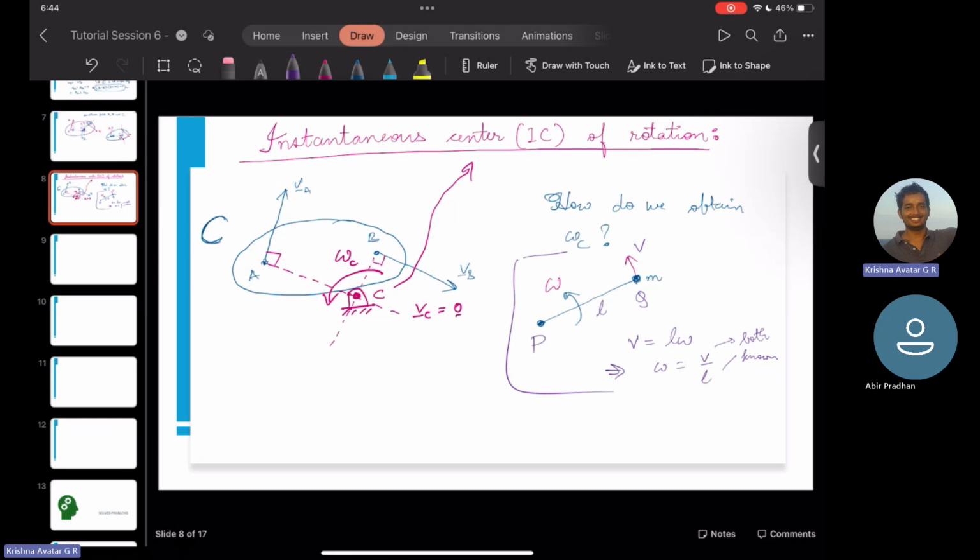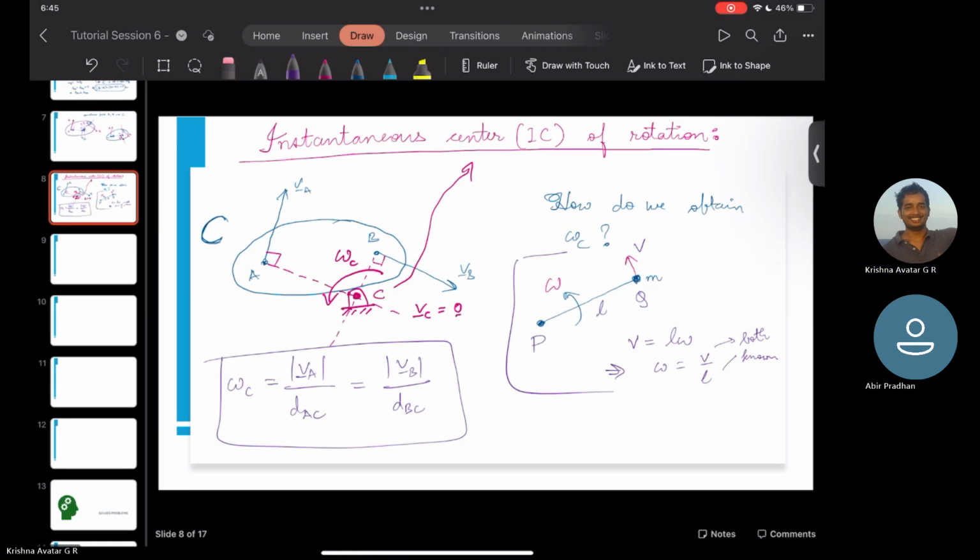So the same idea will apply here, of course. So omega c is equal to velocity of A, the magnitude, divided by the distance between A and C, so dAC, which is the same as velocity of B, of course, since the body is rotating about this point C, divided by, again, the distance between C and B. So this is how we had learned, right?